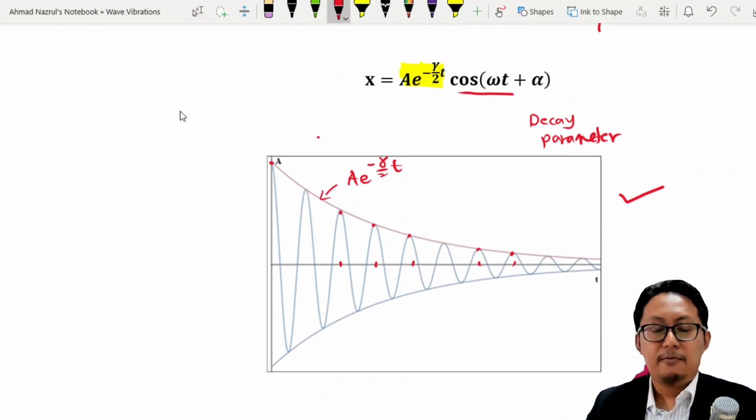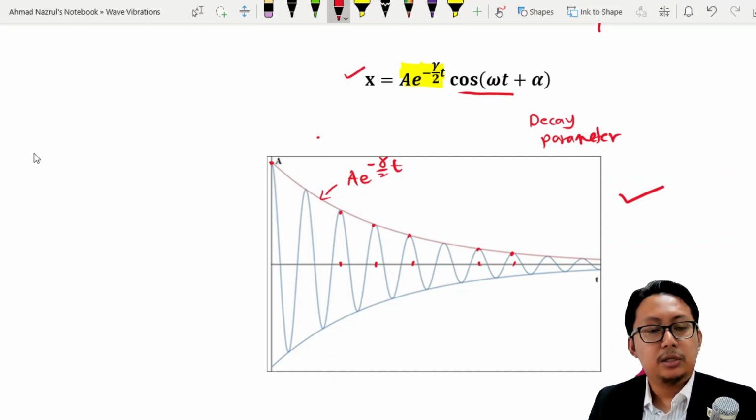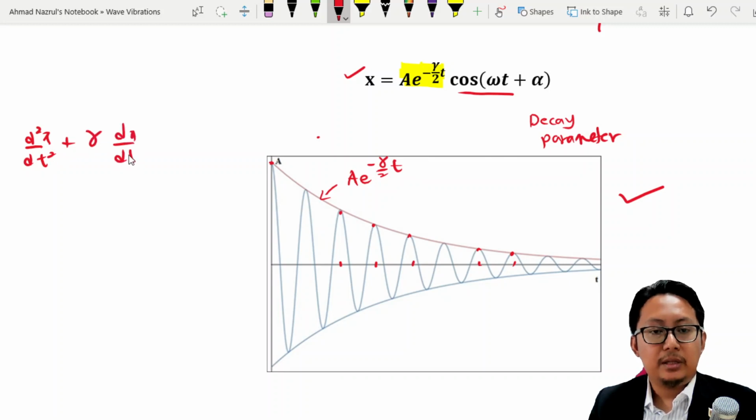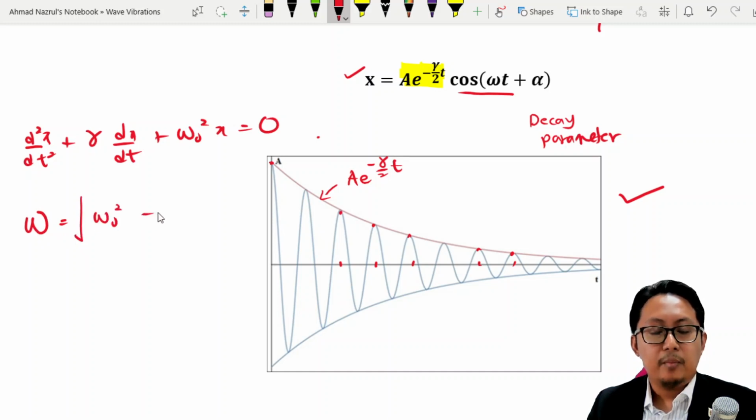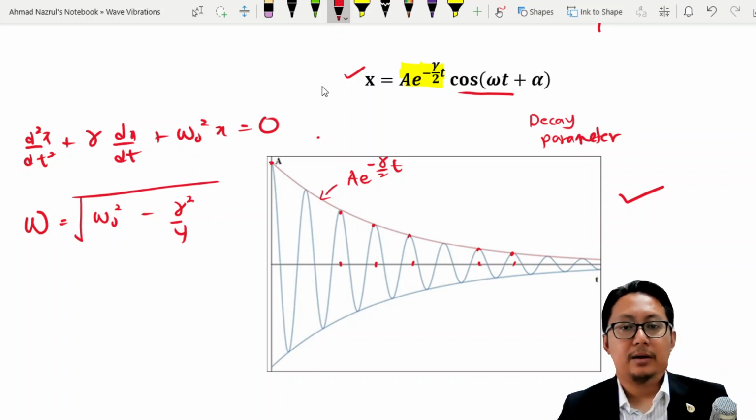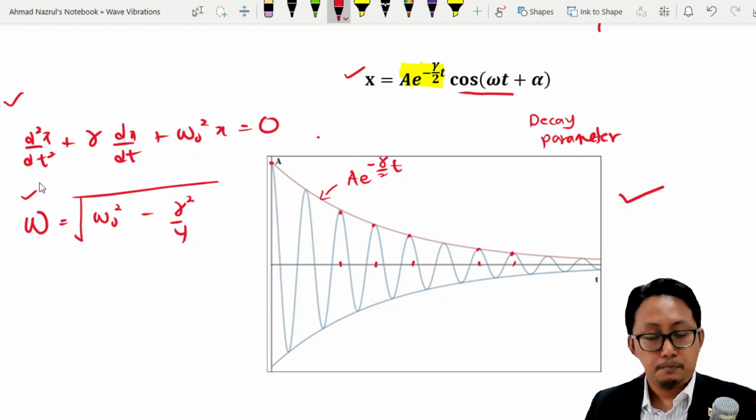So right now we have this oscillation, and we have the equation here, d squared x over dt squared plus gamma dx over dt plus omega naught squared x equal to 0. Also, we know that the new omega is equal to the square root of omega naught squared minus gamma squared over 4. So these three things will be really important to this equation of damping.